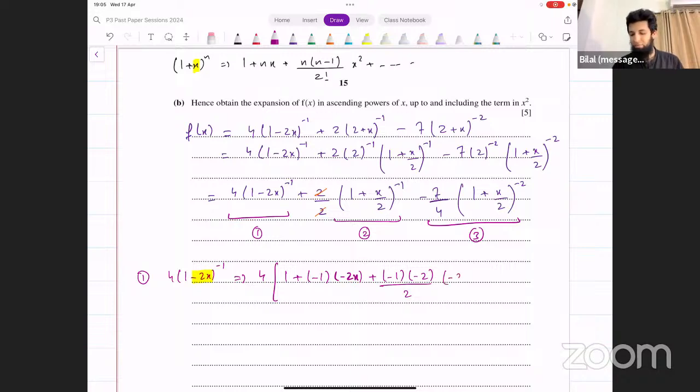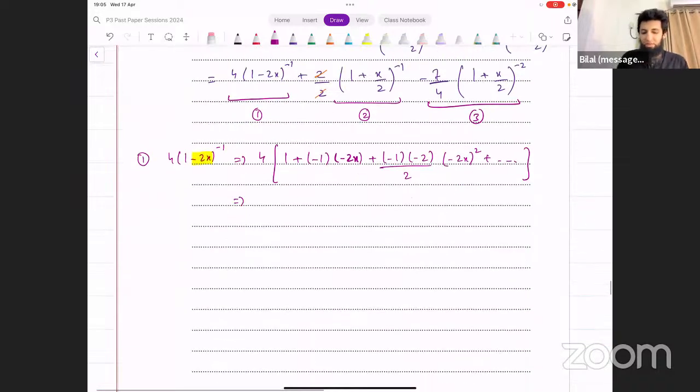In place of x, we've got minus 2x, so minus x, minus 2x whole squared. We only want to expand up to x squared, so we're going to stop at this point. And that's it. Now let's try simplifying this and see what that gives us. It's 4 outside as it is. Inside we have 1 plus 2x.